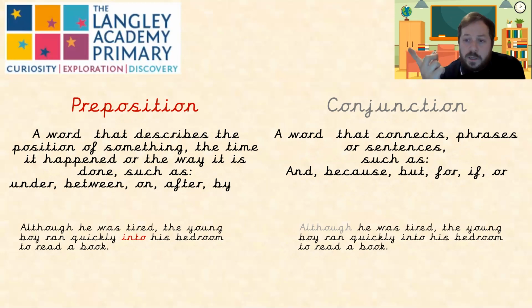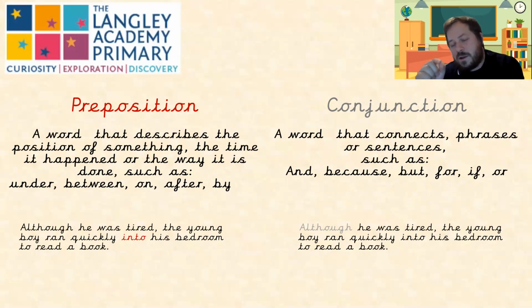So, although he was tired, the young boy ran quickly into his bedroom to read a book. The although in this case is actually linking the fact that he is tired, and it's saying that although he was tired, so even though he was tired, he was still able to run quickly into his room to read his book. So it's actually linking the phrase he was tired and how that phrase affects the sentence.